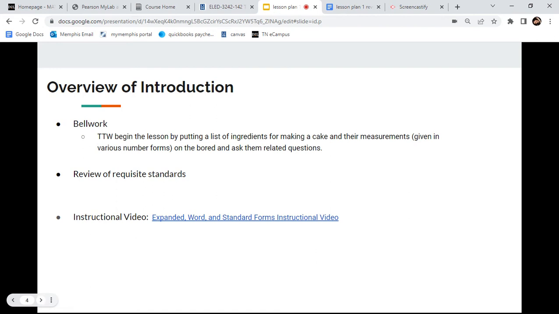An overview of the introduction. We're first going to start with bell work, where the teacher will begin the lesson by putting a list of ingredients for making a cake and their measurements on the board, but the measurements are given in any number form, and then ask them related questions. Then we will review the prerequisite standards that we had learned previously throughout the past few days or weeks or so on. And then I will show them an instructional video for expanded, word, and standard form.